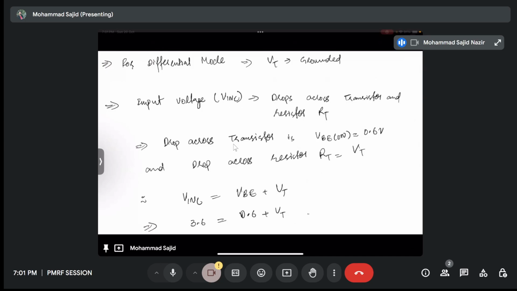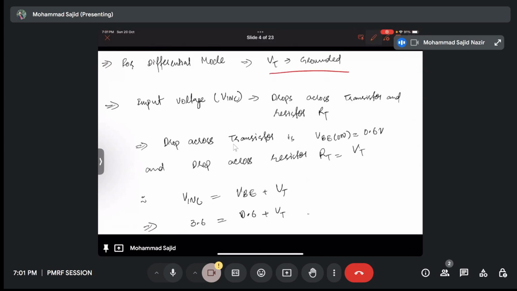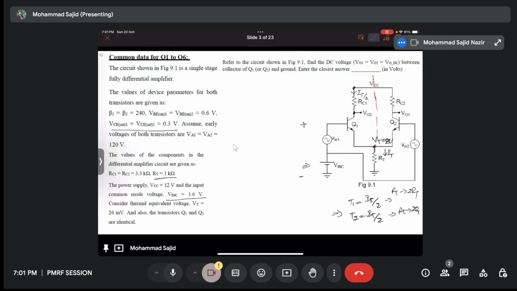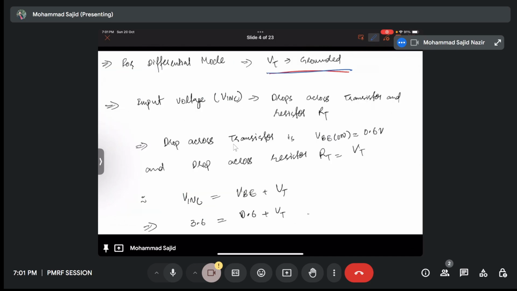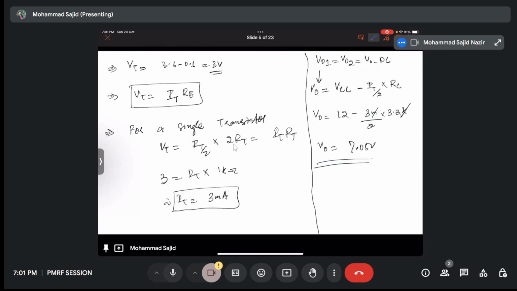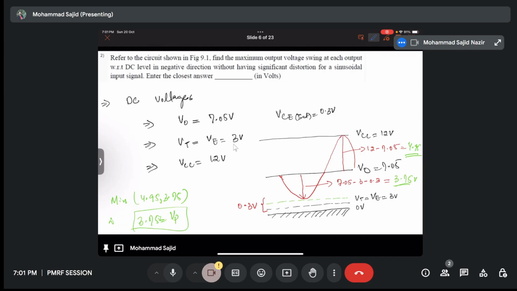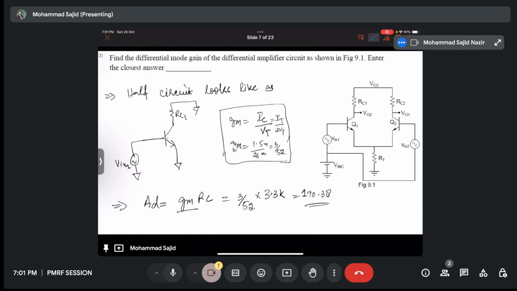Okay, for differential mode, it's important to remember that for the differential mode operation, this potential is grounded. Input voltage V drops across the transistor in this RT. Drop across transistor is 0.6. When you do this, it becomes very easy. This is again the same thing. This is how the half circuit analysis looks like in differential mode.